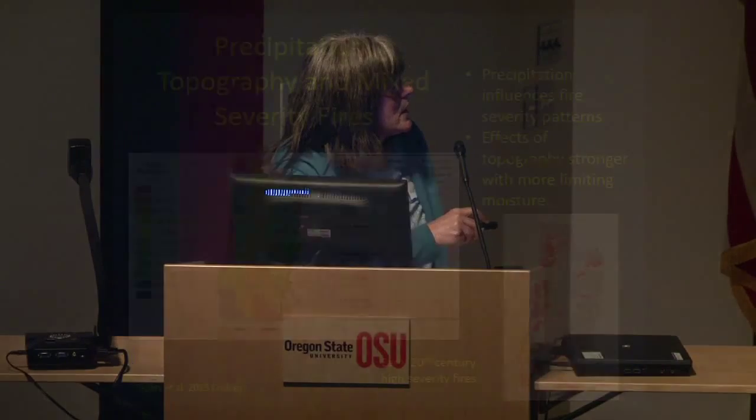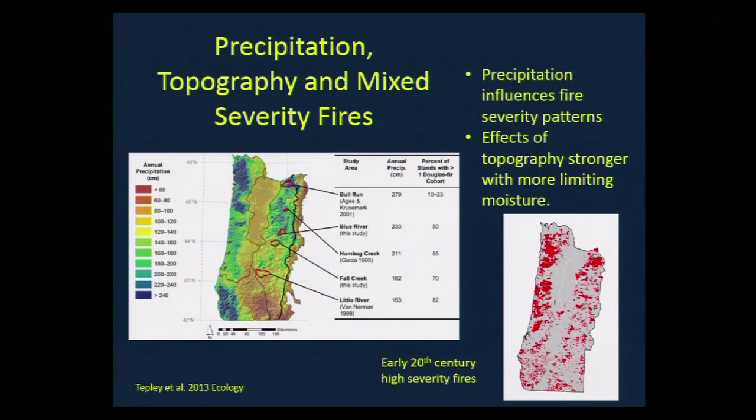So what you can see is that there are definitely larger patches of high severity expressed in moister conditions. Then as we head further south, the patch sizes become smaller and more dispersed. And that is likely due to the effects of topography, where south slopes and ridge tops have a tendency to burn more severely, and potentially more frequently than north slopes and more protected areas. So we're really seeing the impact of precipitation and topography very nicely in this map.